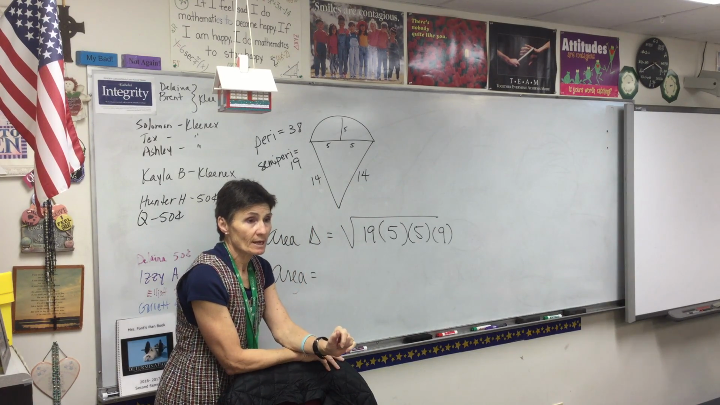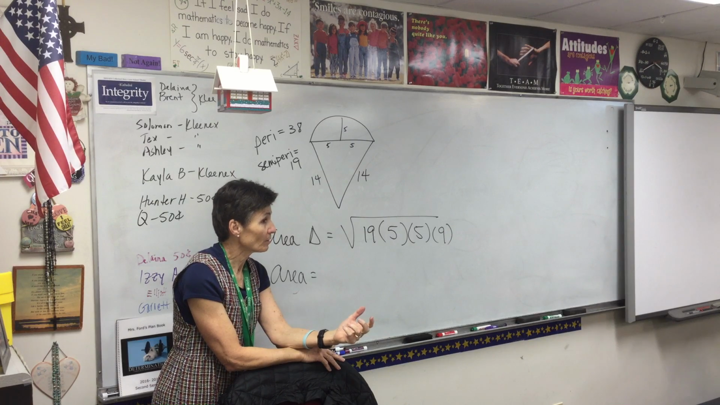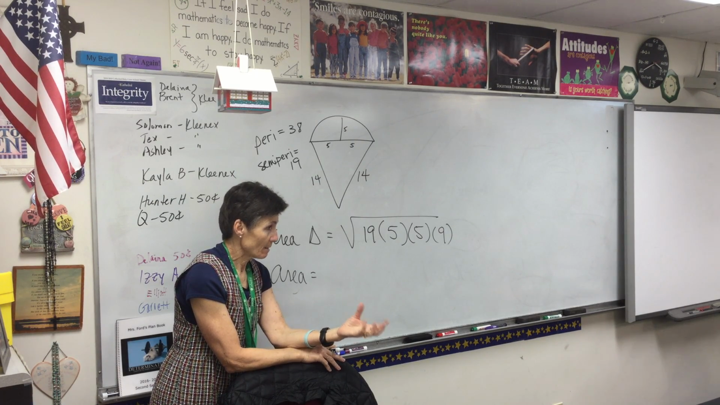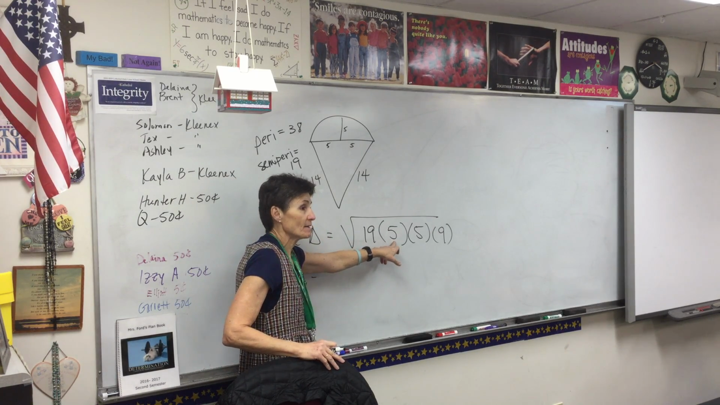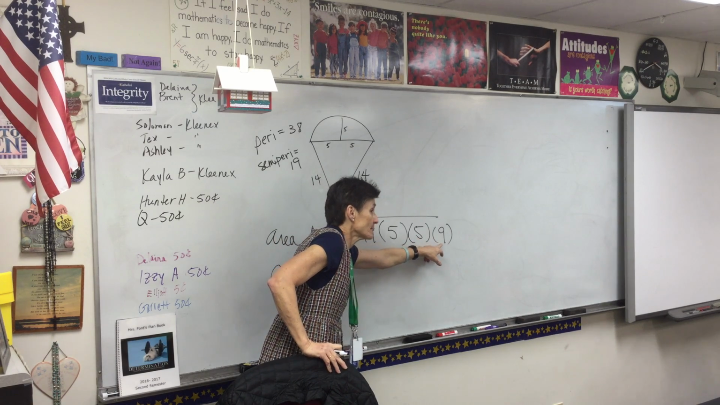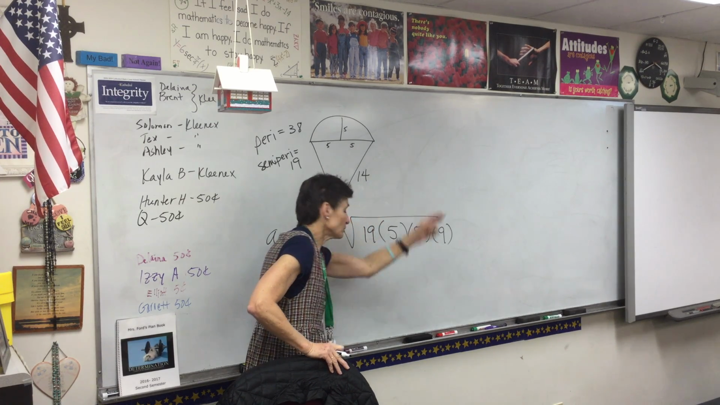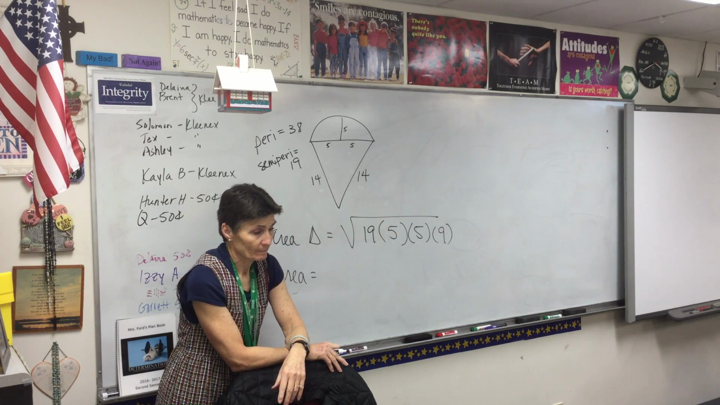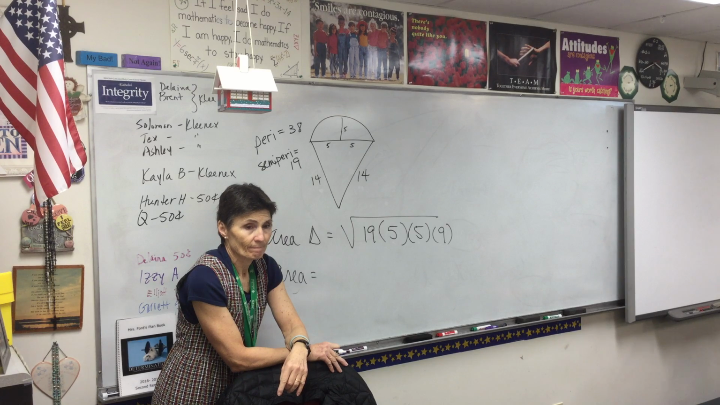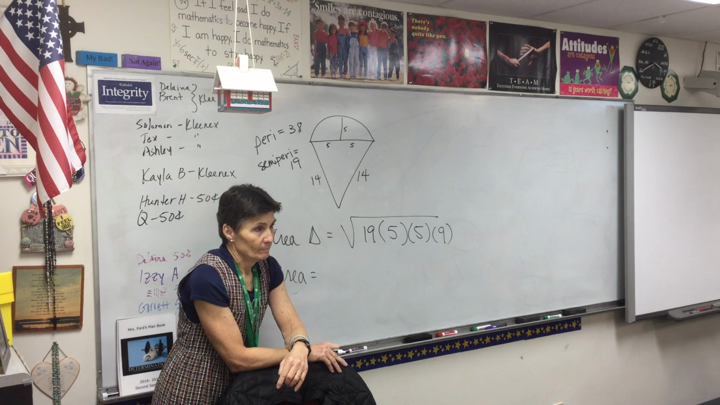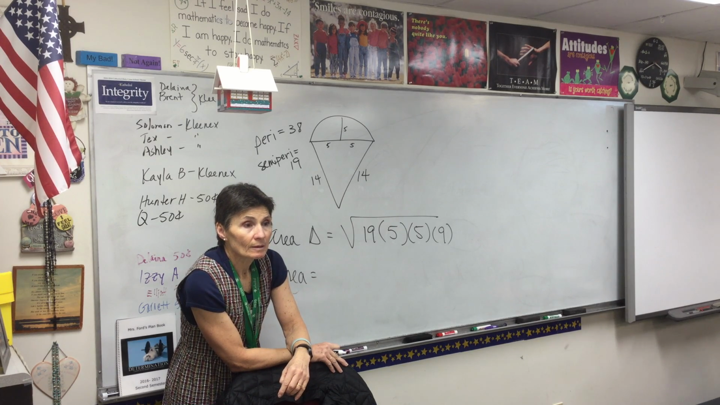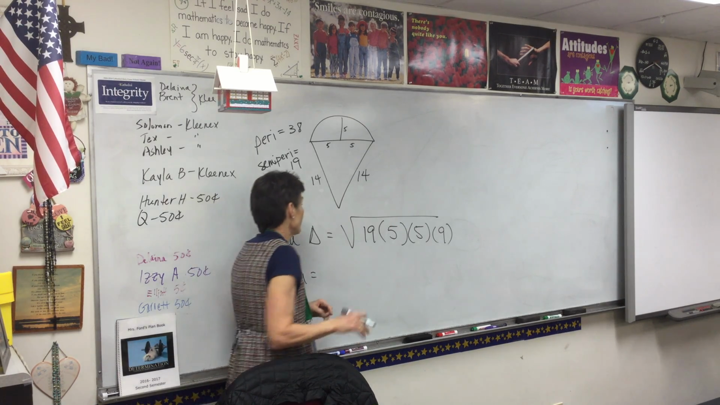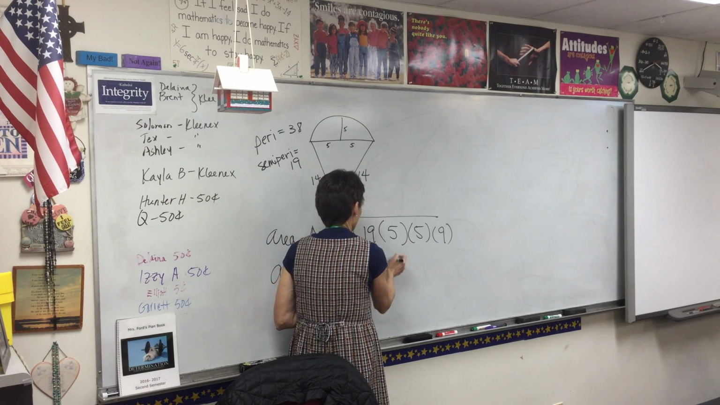So Hero's formula says you take the semi-perimeter, which is half the perimeter, and then you multiply that number times that number minus each side. So this is 19 minus 14, and this is 19 minus 10. All right, so multiply those all up and take the square root. What is it? 65.38. Anybody agree with that? Yes.